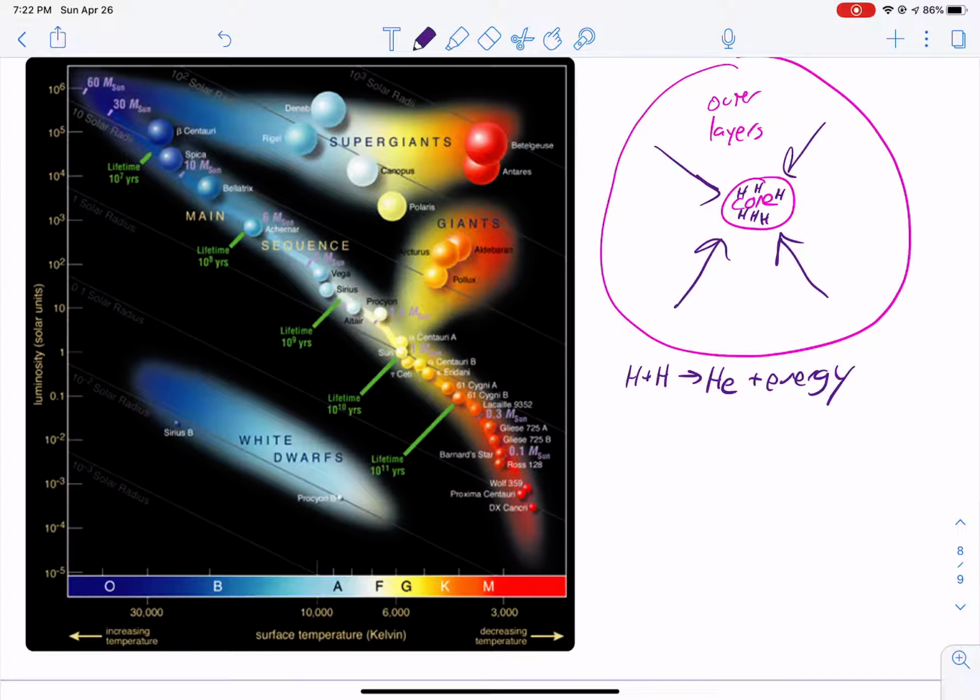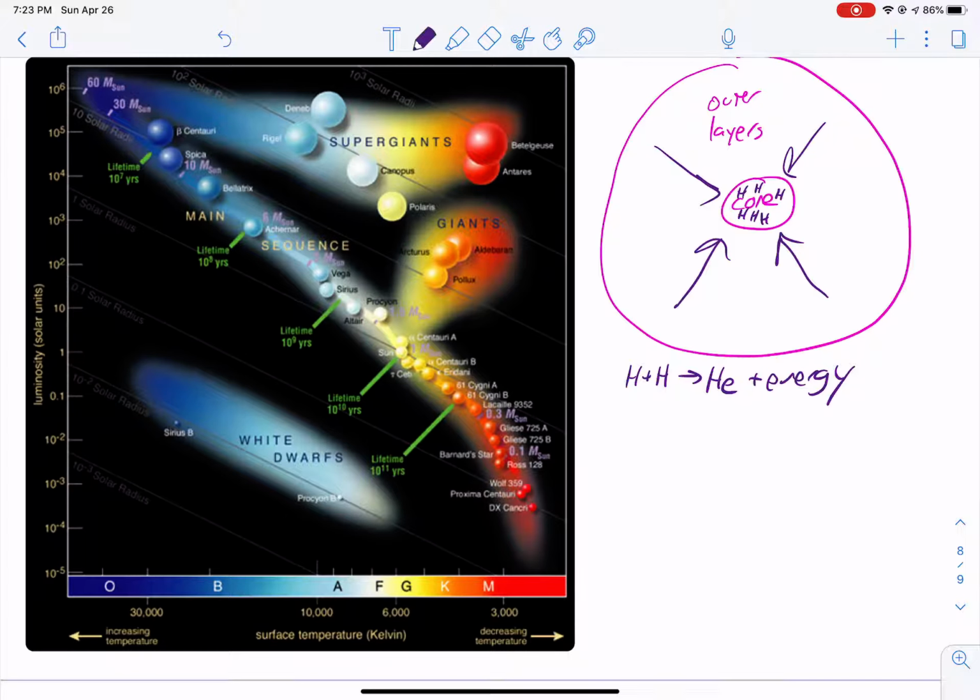So this leads to a question. Right now in our sun, hydrogen is turning to helium. Okay, what happens when the hydrogen runs out? Because there's a finite amount of hydrogen in the core of the sun. It's not going to be around forever. Right now, our sun is on the main sequence, happily burning away its hydrogen. So let's think about what's going to happen as it starts to run out of hydrogen.